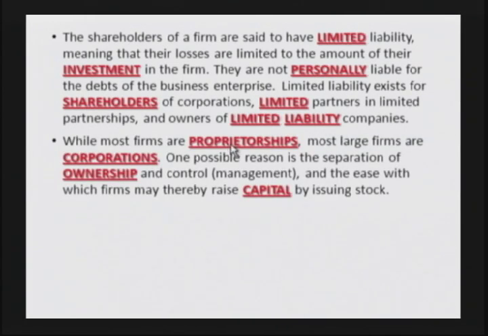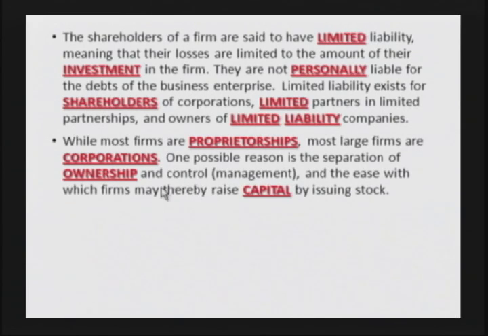While most firms are proprietorships, because all you have to do is go into a business, sell something from your home, or make a product and sell it to be a proprietor, most large firms are corporations. One possible reason is because the ownership of the corporation can be separate from the management. Limited liability makes that possible. Somebody might be willing to be an owner or a shareholder and not be involved in the day-to-day management of the firm if their liability is simply limited to their investment in the stock.